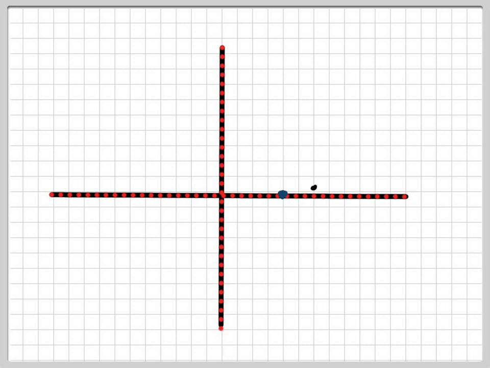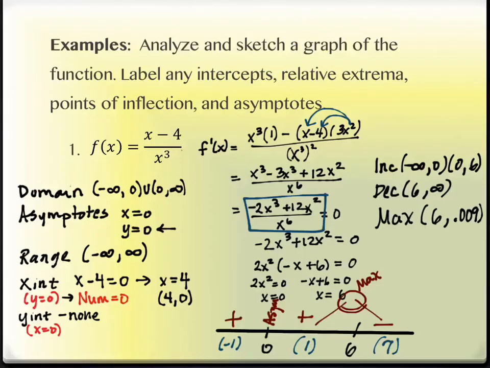Okay, the other pieces may be a little bit less clear, but let's figure out our concavity pieces to help us out too. Concavity is going to deal with the second derivative. So over here, this is kind of messy still. It's negative 2x cubed plus 12x squared over x to the sixth. But it could reduce, because there's an x in every term. We could make it smaller, and it might have been helpful to make it smaller earlier. It doesn't really matter, but we could make that smaller.